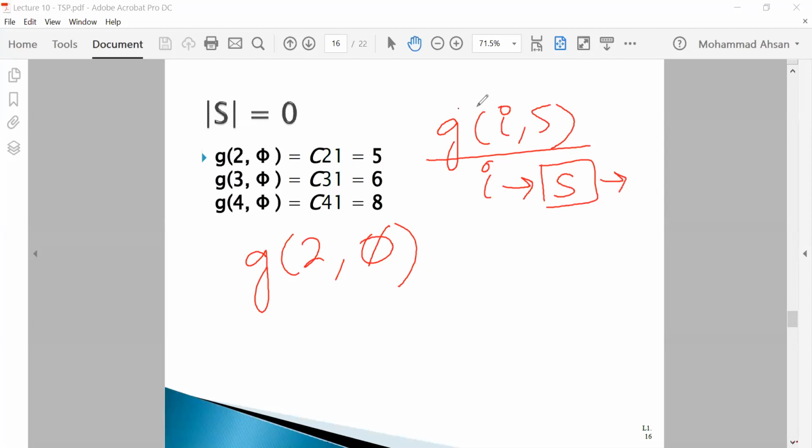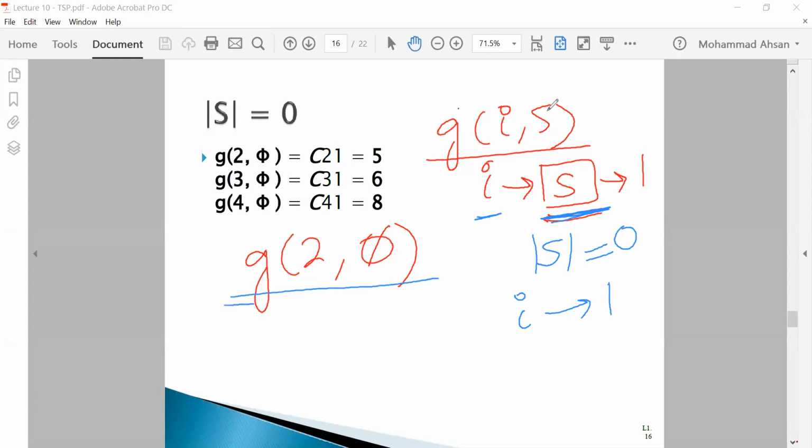Let's say I can be any vertex at any point of time. Let's say 1 is our starting point. So if the size of this set S is 0, that means you were at I and you have nothing more to visit after this. So you have to come from I back to 1 straight away because there's no intermediate vertex left. That is what your G(2, phi) says.